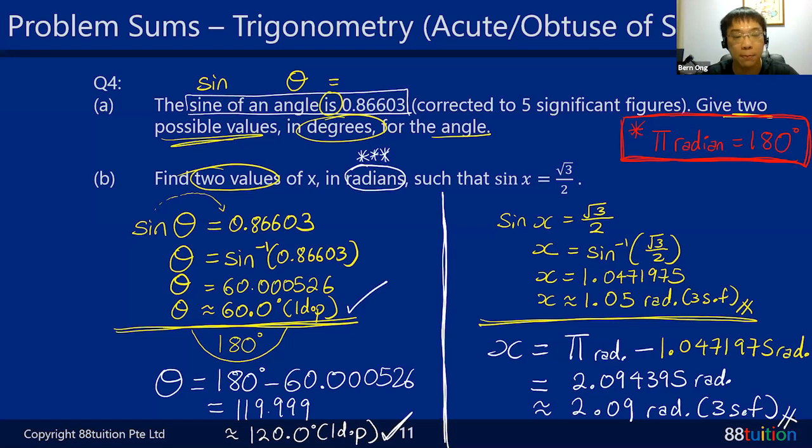If not, always keep it to degree mode. All right, so this type of question you must know how to answer. It's very simple, just pressing your calculator. And remember, in order to find the second answer, simply take 180 degrees minus the first answer.